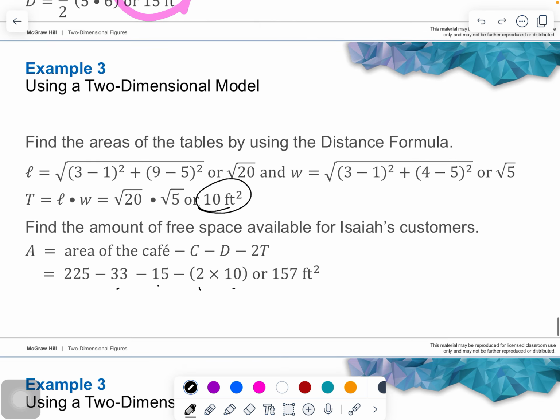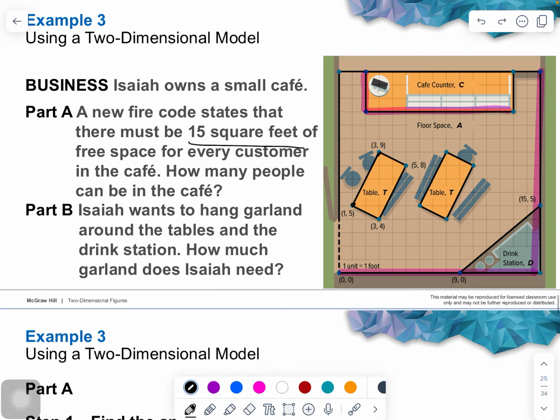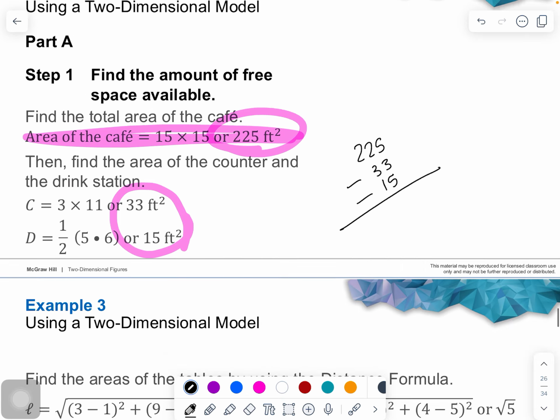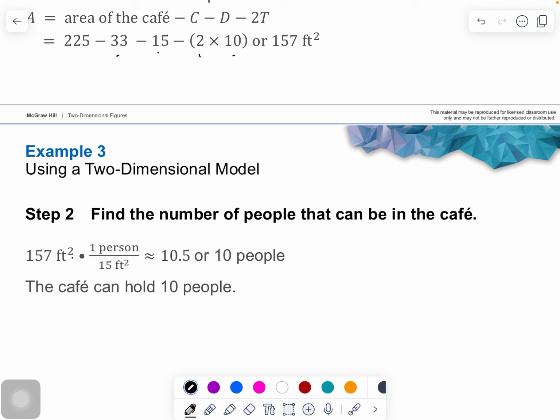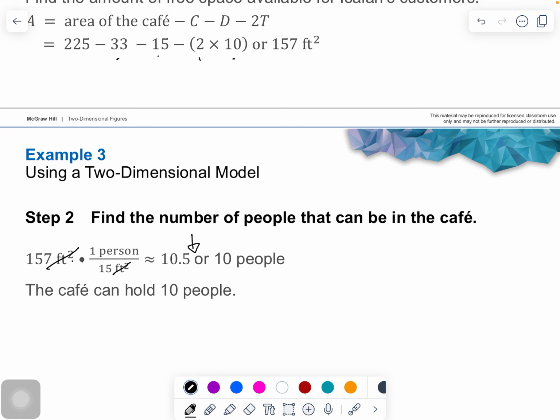And remember, he needs to have 15 square feet free space for every customer. So that means 157 feet squared times 1 person for every 15 feet squared. These units cancel. 157 divided by 15 is 10.5. And you always round down in these scenarios. You can never round up because code won't allow you to put in more people. So you have to round down. So 10 people. You can have 10 people in the cafe.